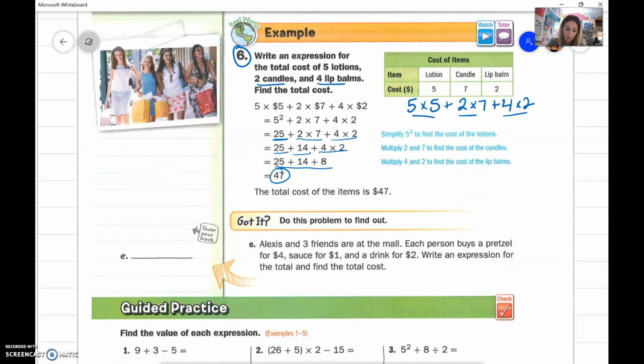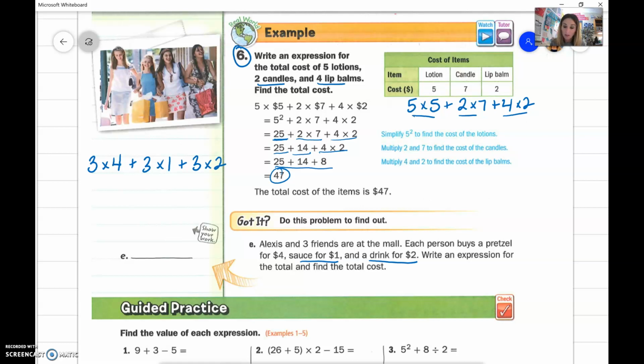So take a look at this question. It says Alexis and 3 of her friends are at the mall. Each person buys a pretzel for $4. So 3 friends, and they each buy a pretzel at $4. And then each person buys sauce, so 3 friends times $1. And then they're each buying a drink for $2, so you're going to be taking 3 times 2.